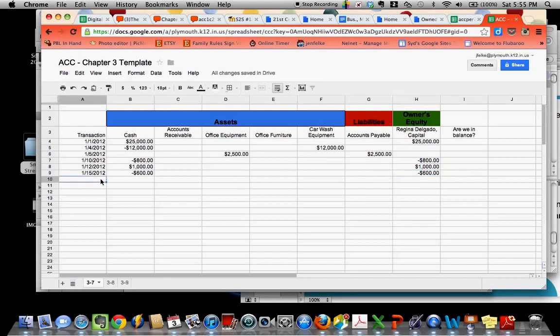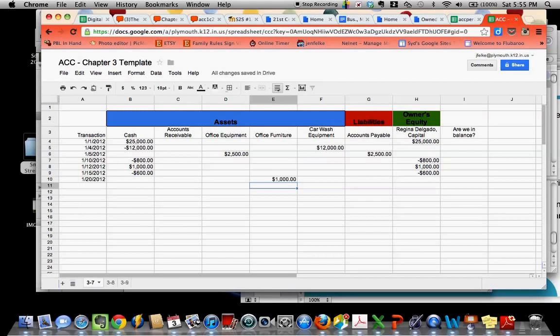Okay. January 20th. Purchased a desk for $1,000. Okay, this one's going to be complex. Purchased a desk for $1,000, paying $200 cash and agreeing to pay the balance of $800 in 30 days. Okay, so let's break this up. First, we got a desk. So that's part of office furniture, and that desk is worth $1,000. So we're getting an asset worth $1,000.